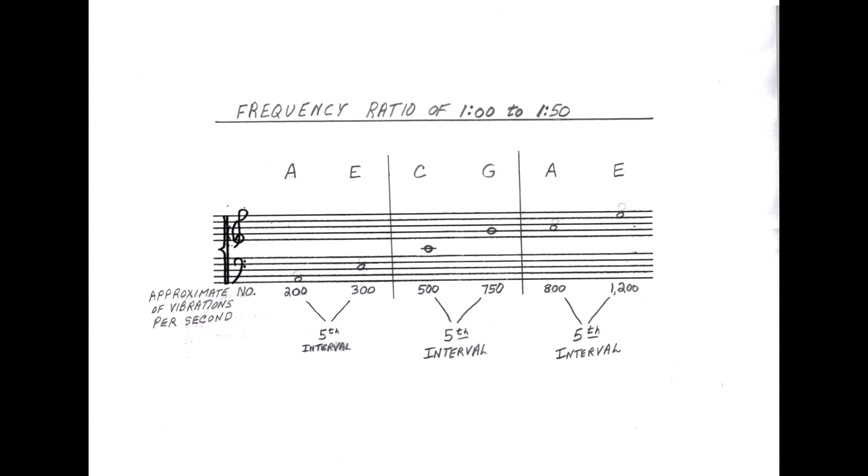As you can see, in each of these 3 locations, the frequency of the fifth interval key has 1.5 times the number of vibrations per second in comparison to the frequency of its corresponding tonic key to its left. The result is that all fifth intervals on a piano maintain this ratio, and all will produce a consonant sound.